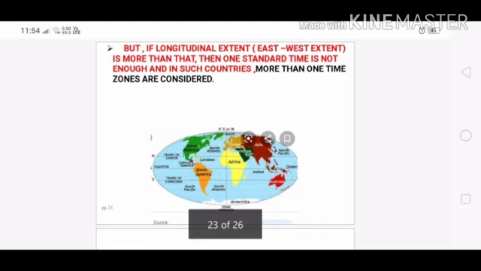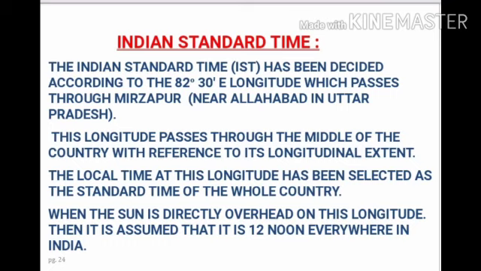But if the longitudinal extent, that is east-west extent, is more than that, then one standard time is not enough, and in such countries more than one time zone is considered. For example, imagine a horizontal line, a horizontal line which is going from east to west. So any country which is spread in this horizontal form, it is very difficult to find out the longitude. Much difference will be there within this horizontal form. That's why during that time, more than one time zone is considered by that country.